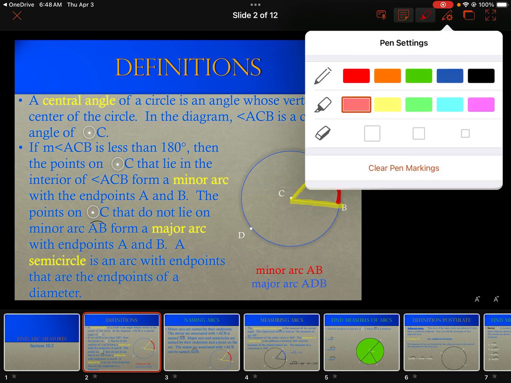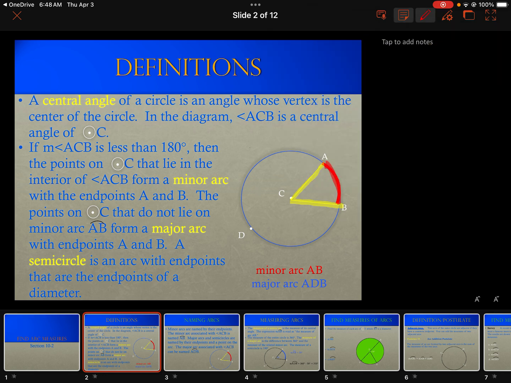And the way you do that is you would write it like this. Write down your A and your B, and you put an arc over top. So it's not a segment, it's not a line, not a ray, it's an arc. And if you want to switch those letters, that's fine too.